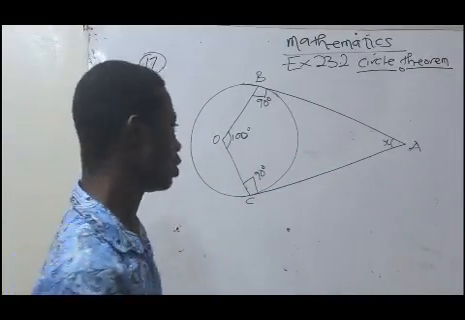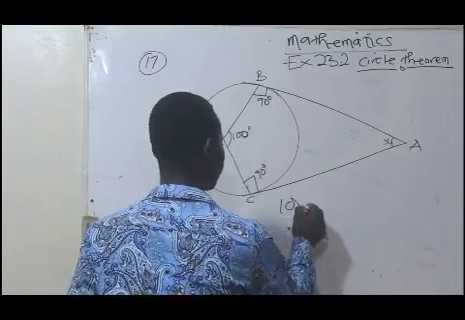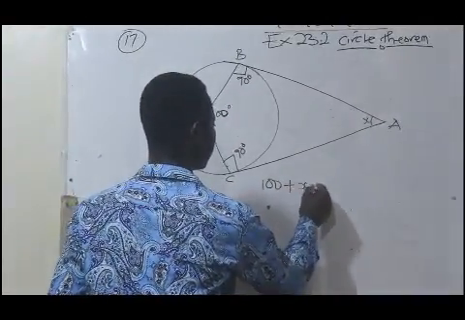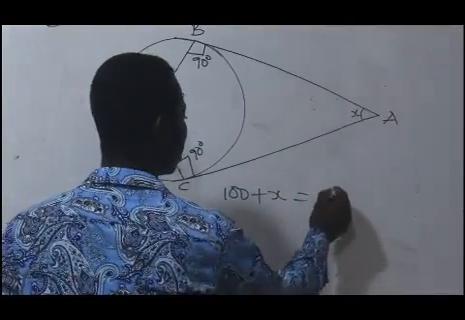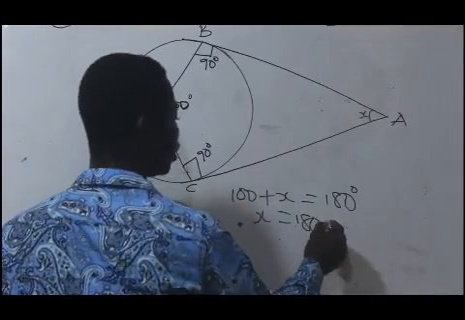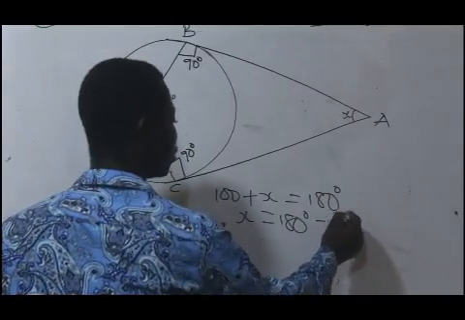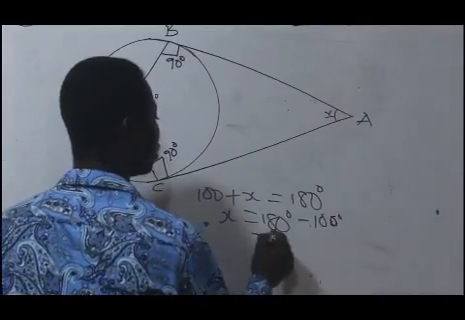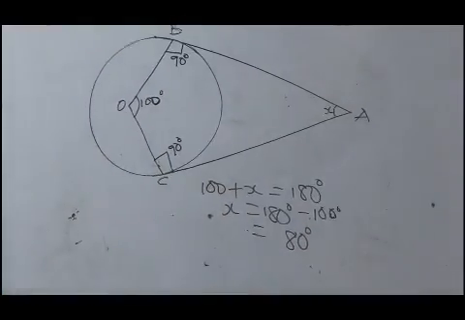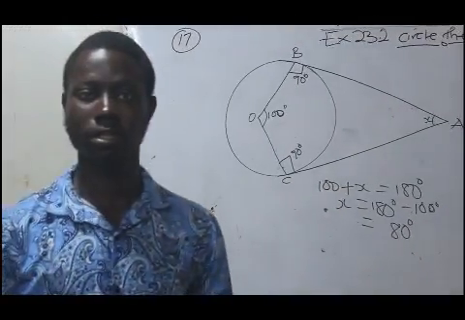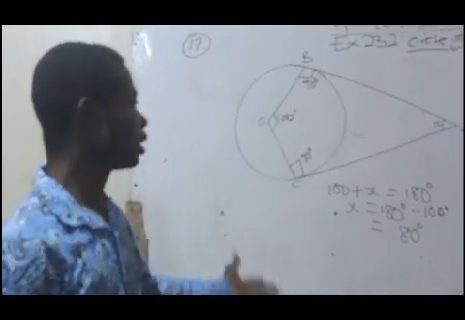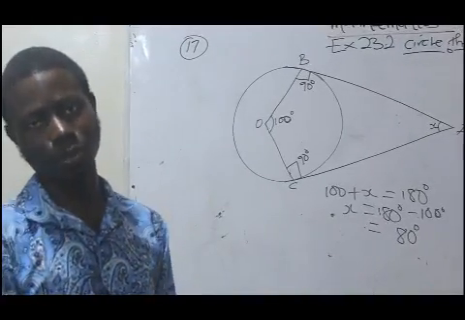Therefore, 100 plus x should give us 180 degrees. We write 100 plus x gives us 180 degrees. Therefore, x equals 180 degrees minus 100, which gives us 80. Therefore, x gives us 80 degrees.